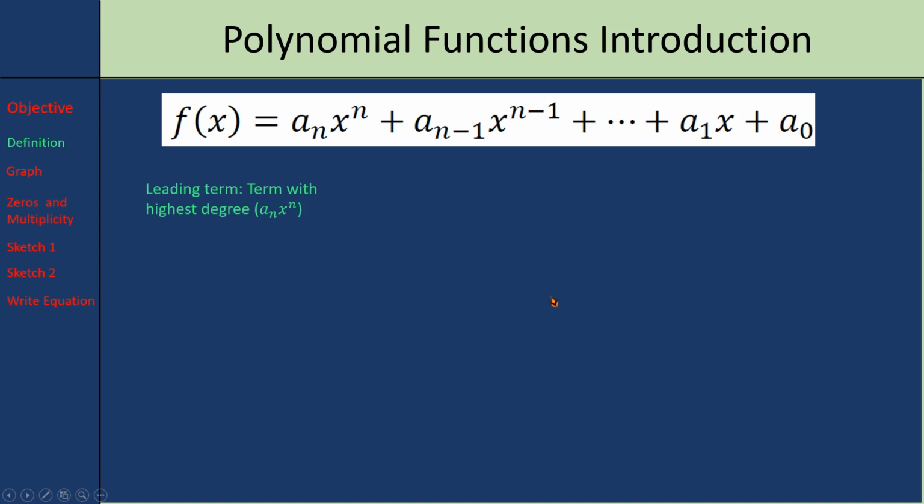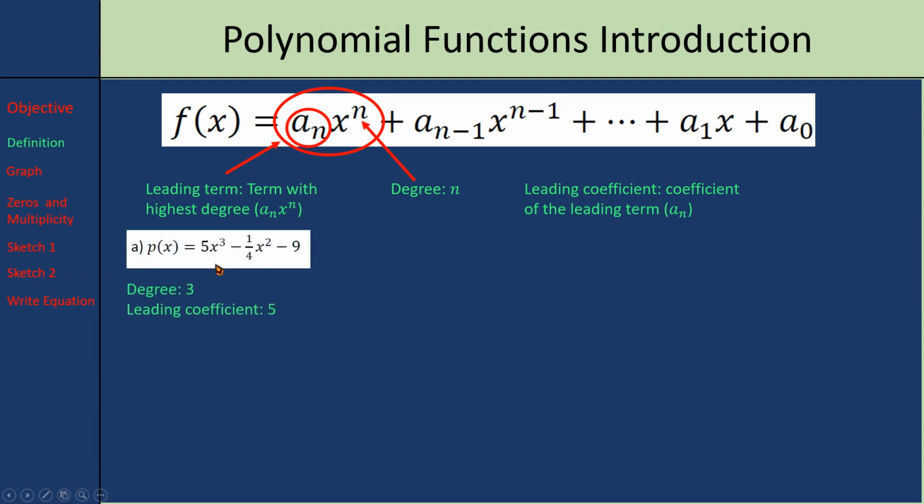So some more definitions here. The leading term is the term with the highest degree. So it's going to be this guy, the guy in front where n is the largest one. That is the leading term. The degree of the polynomial is n, which is the exponent of the leading term. So the largest exponent is the degree. There's that n right there. And the leading coefficient is the coefficient in front of the x with the largest exponent, which is a sub n. That one right there.